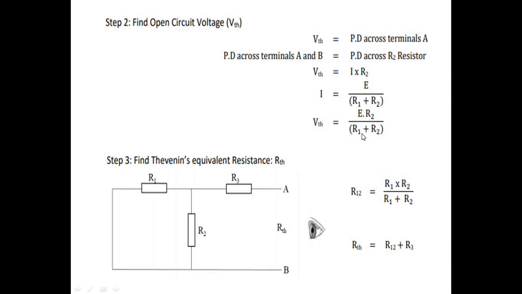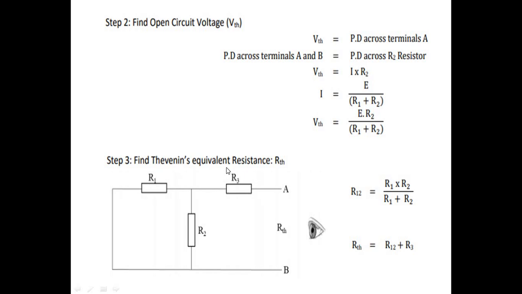That means Thevenin's voltage. Here the voltage division formula is applied: total voltage into particular resistance divided by sum of resistances. That means here we have to calculate the Thevenin's voltage, which is equal to E into R2 divided by R1 plus R2.